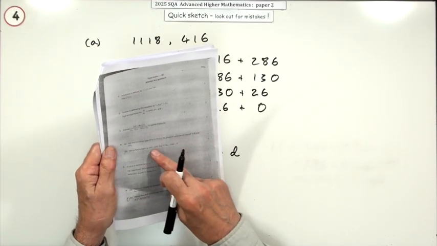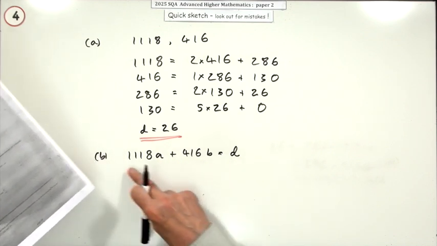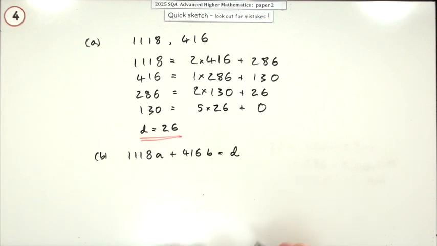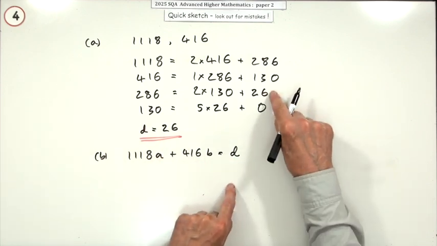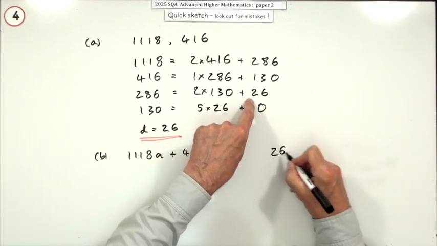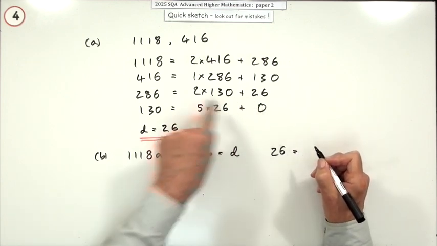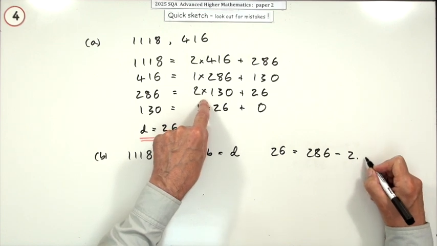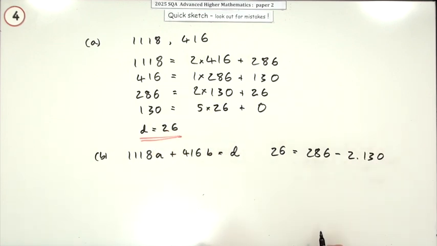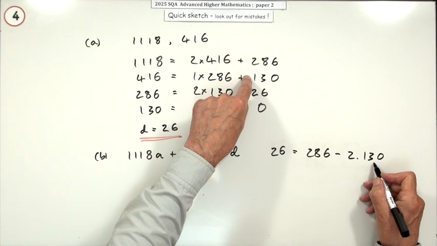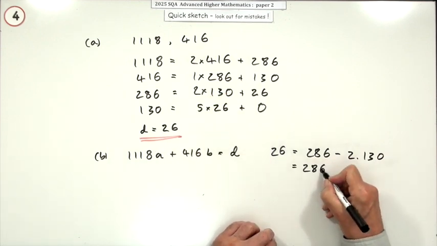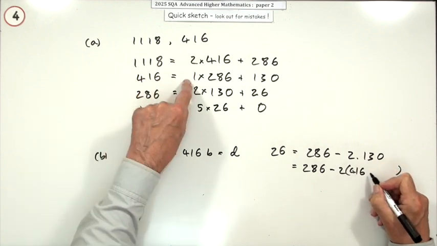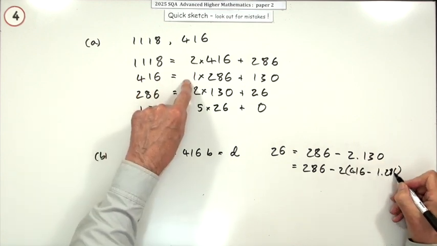And now part B, hence find integers a and b such that they solve this equation equal to D, the number you just found. Well, D was 26, so I want them to equal 26, so I'll just start from here. So what's 26 equal to? Well, it's equal to 286 minus 2, and I'll just put a wee dot for the product, lots of 130. Now I can go back up and change that 130. So that's 286 minus 2 lots of, and the 130 is 416 minus 1 lot of 286.